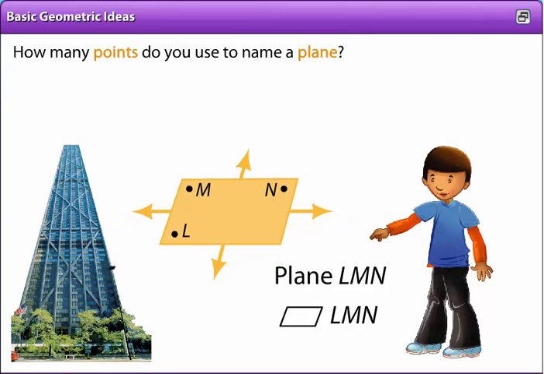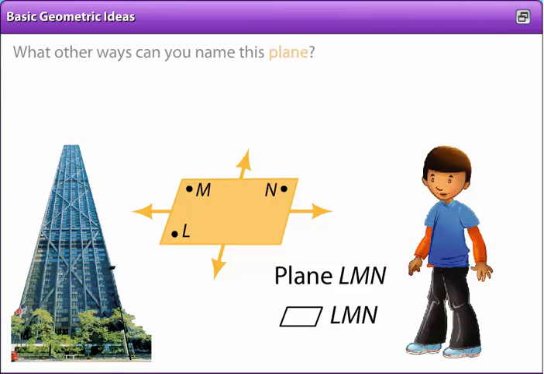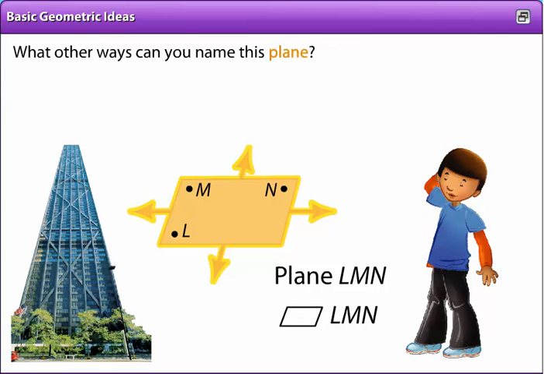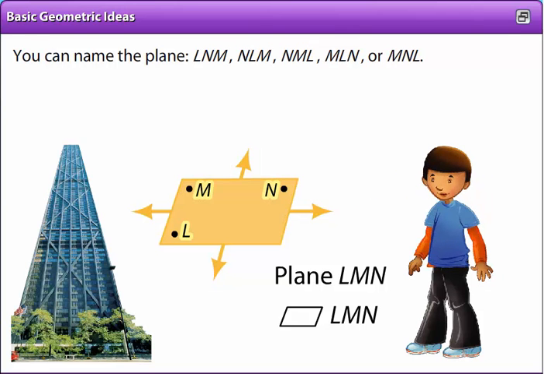How many points do you use to name a plane? To name a plane, you use any 3 points in the plane in any order. What other ways can you name this plane? You can name the plane LNM, NLM, NML, MLN, or MNL.